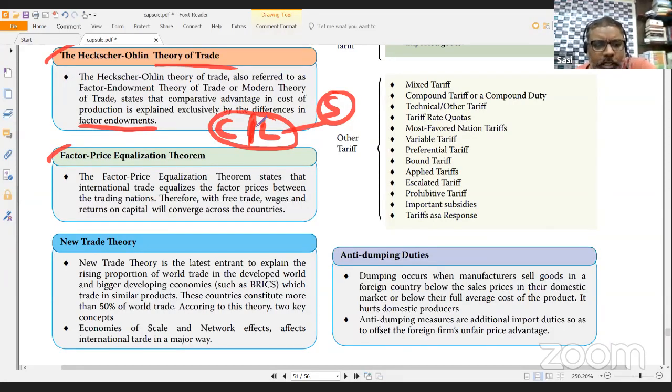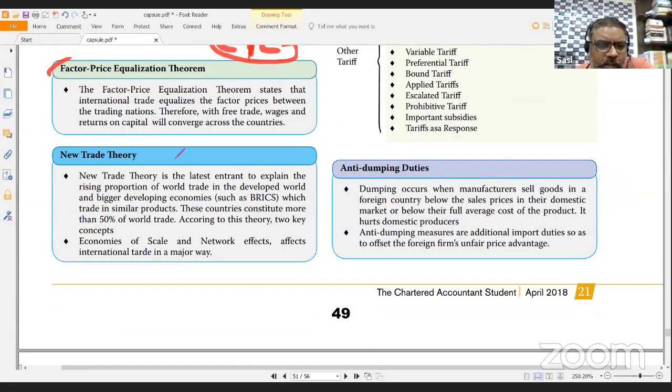So this difference in factor prices causes the advantage or disadvantage of one country over the other. But according to them, over a period of time, when free trade continues to occur, these factor prices will become equalized. That means the basic returns on capital and wages will converge across the countries. They become the same. That's what they say theoretically. Practically, we cannot see that because it doesn't happen that quickly. It takes a lot of time.